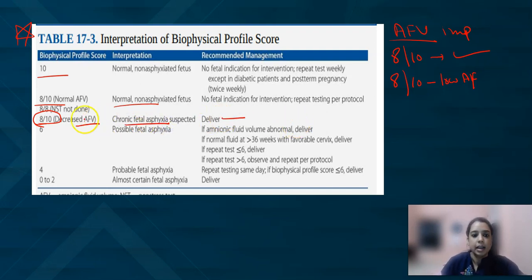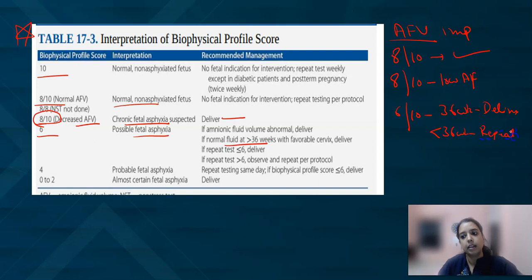It is that important. Now, everything below 8 is not normal. So if your score is 6, then it is possible fetal asphyxia. In case the baby is mature, meaning the baby is 36 weeks, why wait? Just deliver the baby. But if the baby is less than 36 weeks, what will you do? You will repeat the test. In case you repeat and you find it is again 6, please deliver. Okay, don't wait for this baby. 4 is again a very bad score, so you will repeat the test the same day. And if it is again less than 6, it does not need to be 4 again, if it is less than 6, you have to deliver. 0 to 2, you have to deliver.